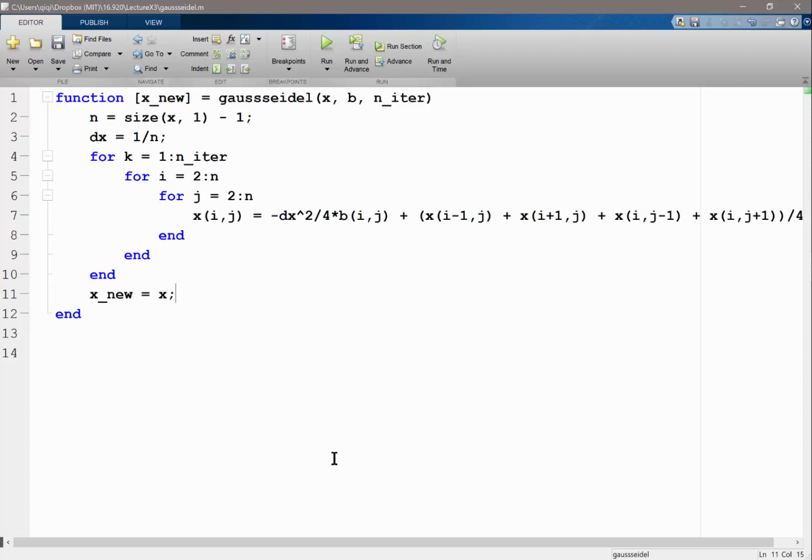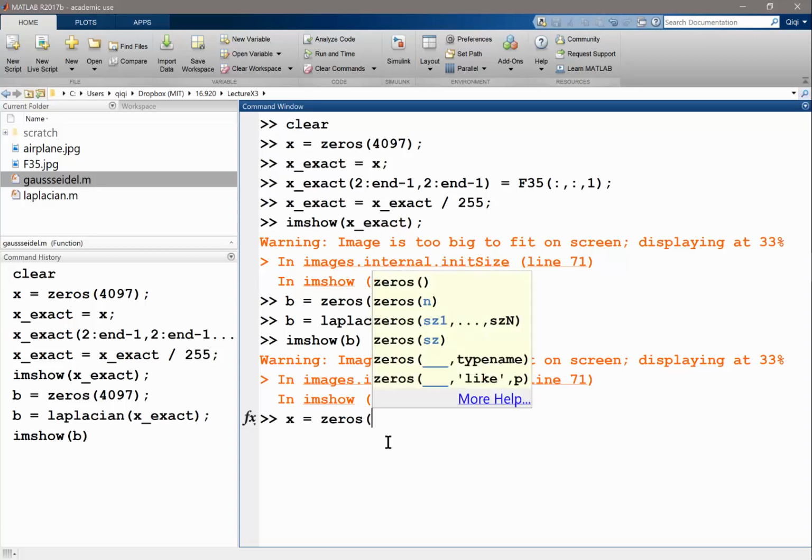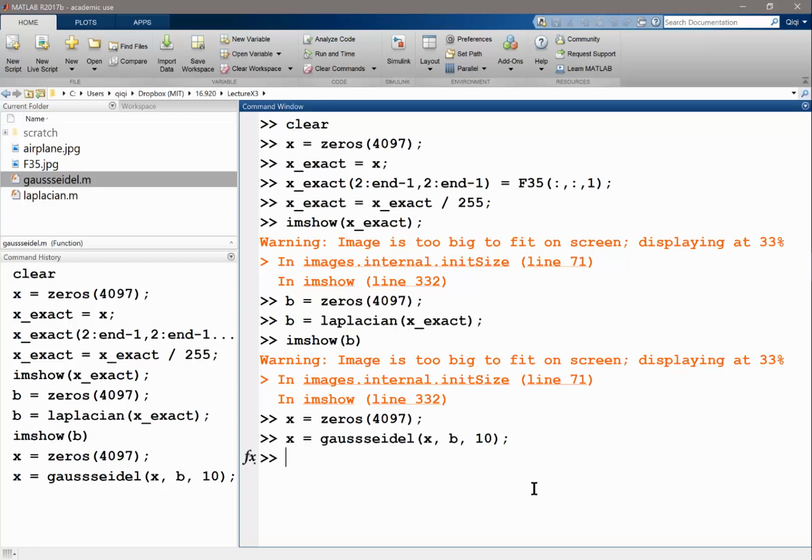So let's try to see if it works. Let's initialize our x to zeros, 4097, right? And let's call x equal to Gauss Seidel of x, b, and 10. Let's do 10 iterations. It's doing the work. It's not returning instantaneously. Okay, it's completed. So let's see what our solution is.